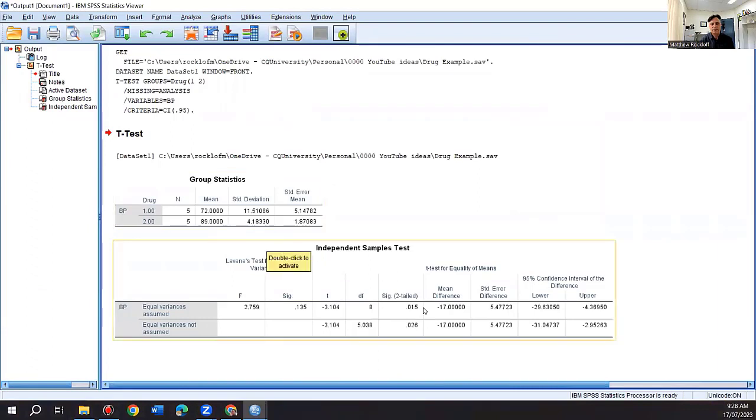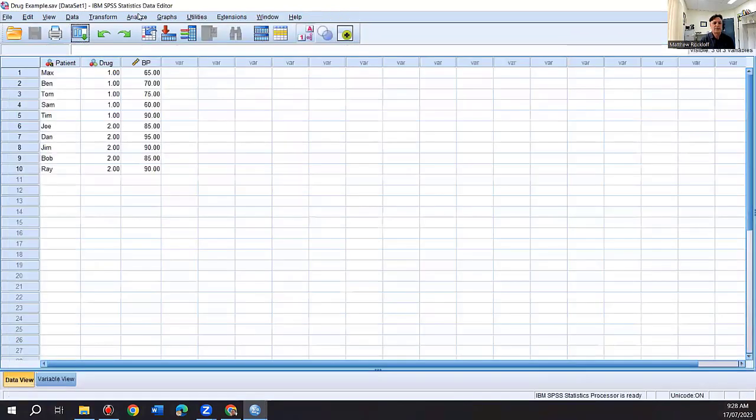But the key here is we want to look at this probability level, because this is saying whether there is a difference between the two drugs. I'm going to show that using other techniques, we're going to find the same result. So here I'm not going to save that, but I'm going to go on to the next technique.